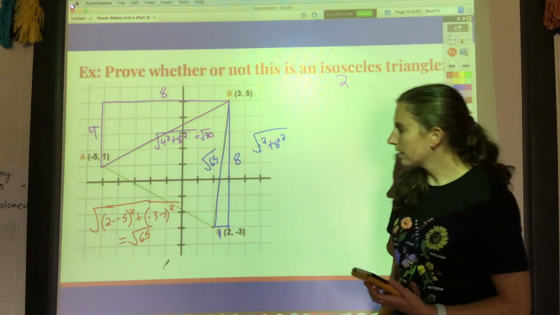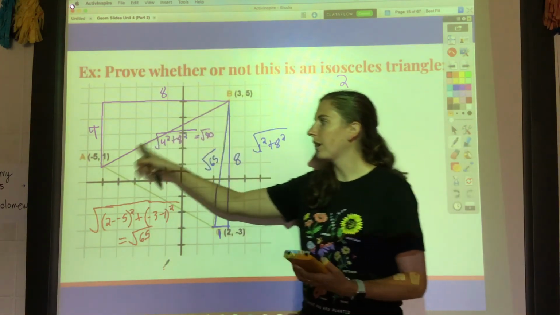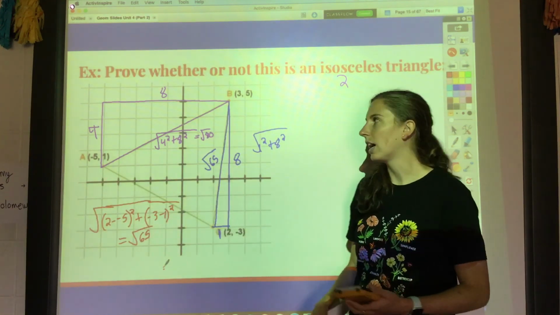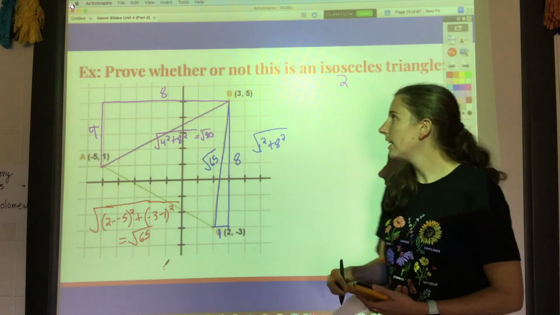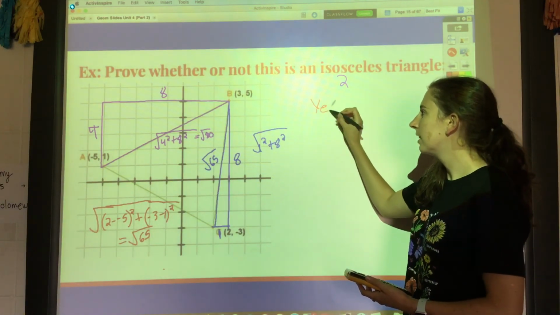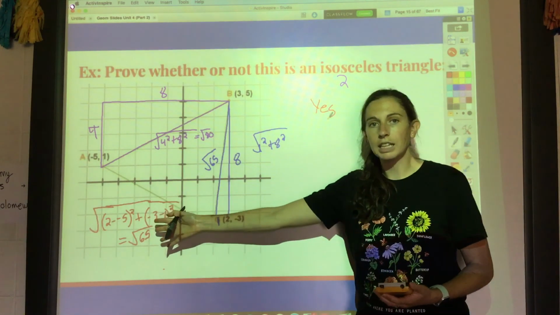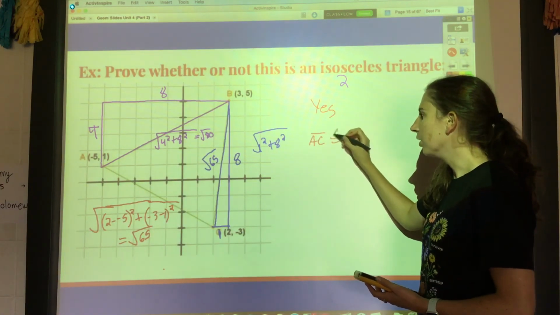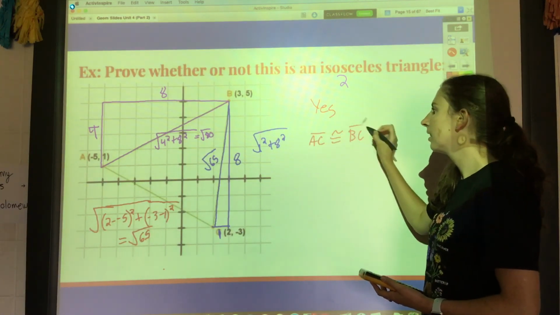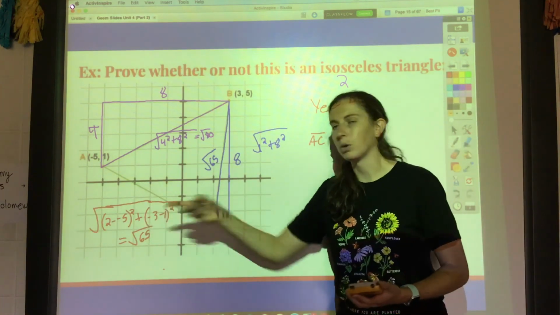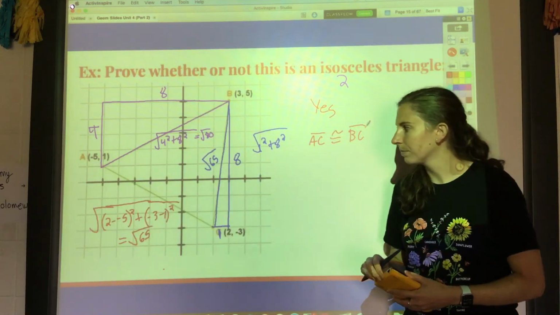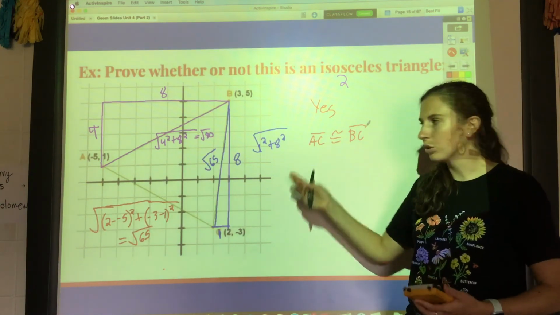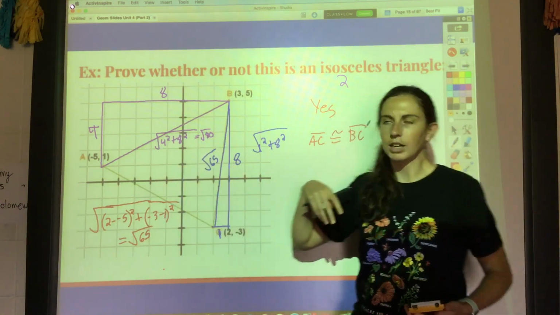So notice, this was the square root of 80, this was the square root of 65, and this was the square root of 65. So is it isosceles? Yes. And my proof is literally this work. It's because AC is congruent to BC, and I proved it by showing they were both equal to the square root of 65. So that's why we call this proof with coordinates, because you're literally proving things by doing stuff on a coordinate grid.